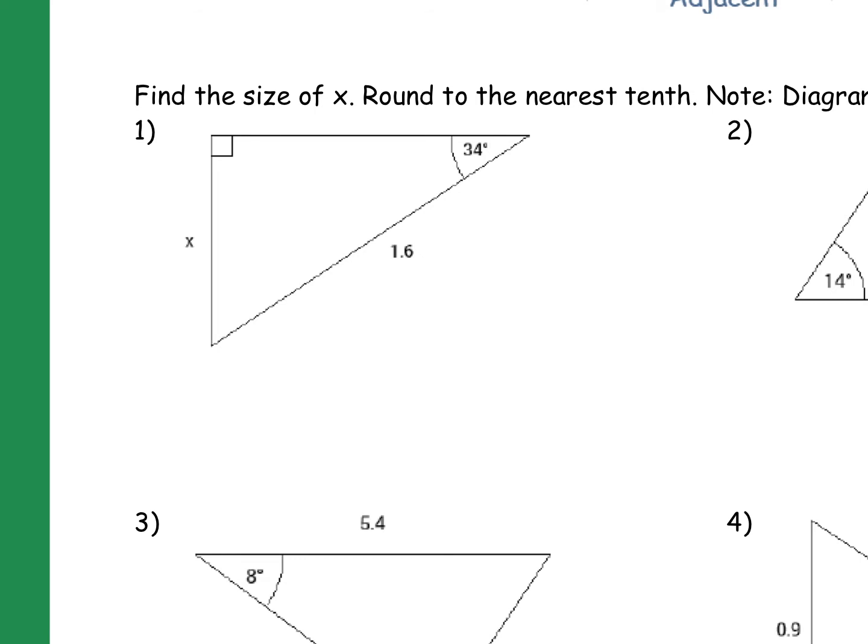So I've got a 34-degree angle. That's the angle we're looking at, right? This angle is marked for us here. So I want to know sine. Here's my opposite side, and here's my hypotenuse, right? So I'm going to write sine of 34, because that's my angle, equals x over 1.6. Okay? Questions so far?